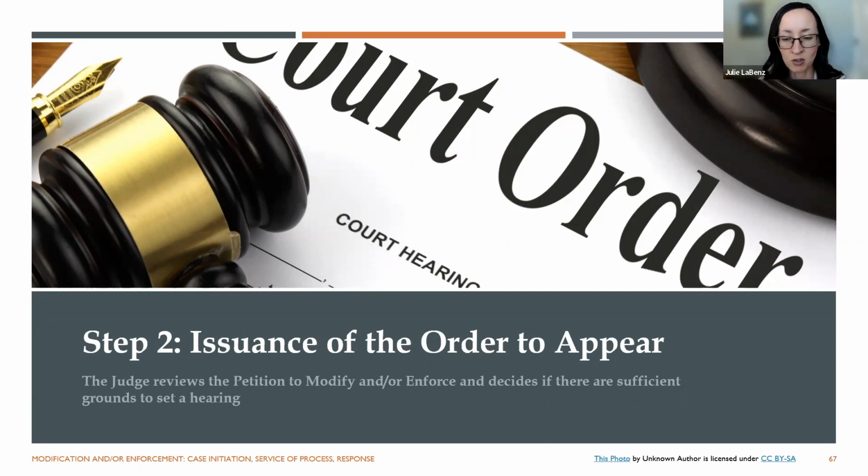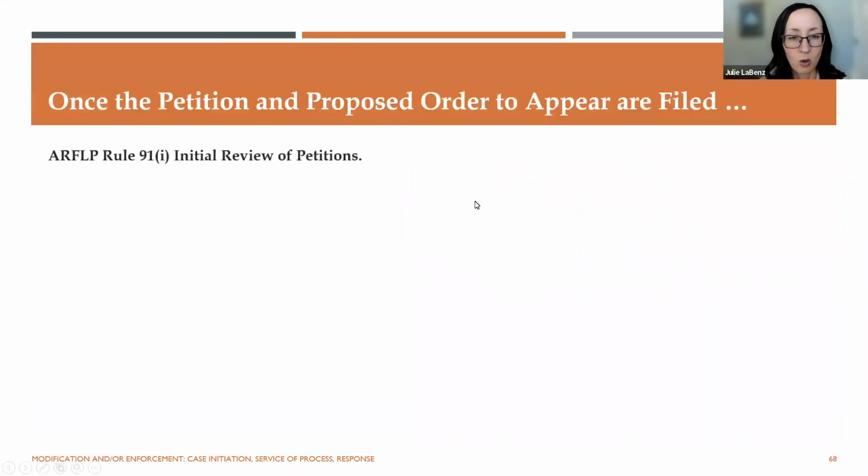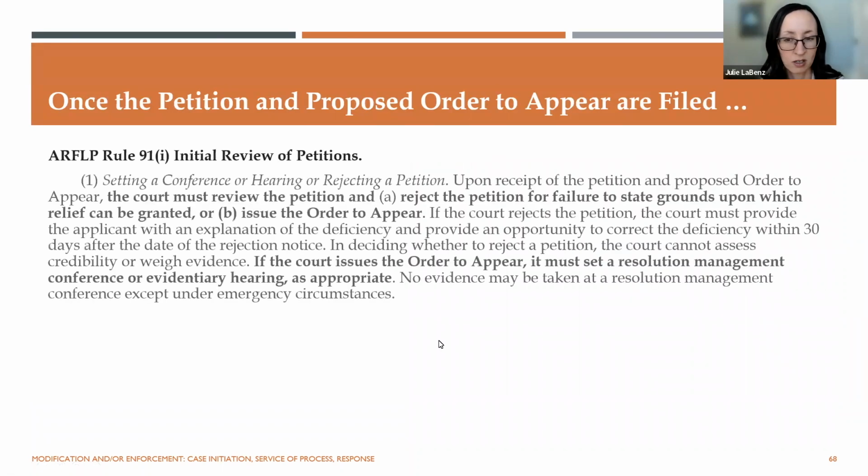So in this step, the issuance of the order to appear, this is where the judge reviews the petition to modify and/or enforce and decides if there are sufficient grounds to set a hearing. Once the petition and proposed order to appear are filed, Rule 91I explains that the court can set a conference or hearing or reject the petition.